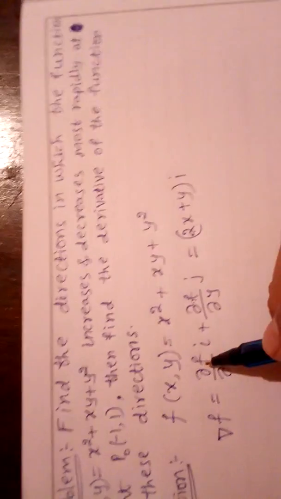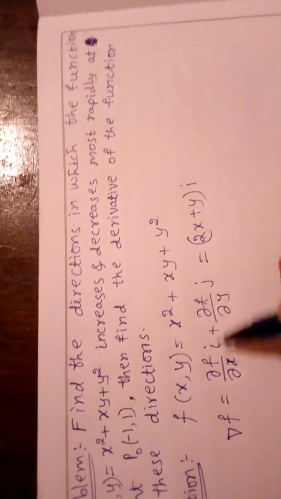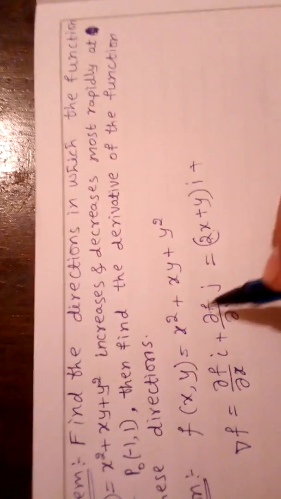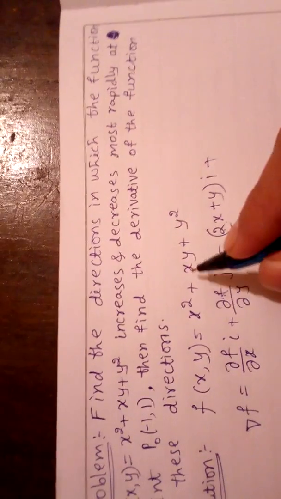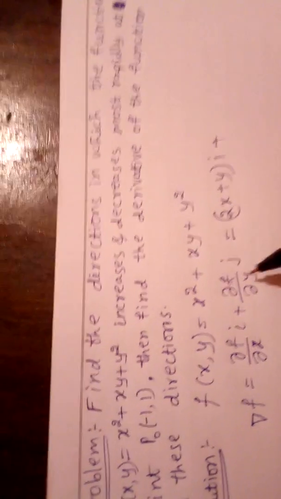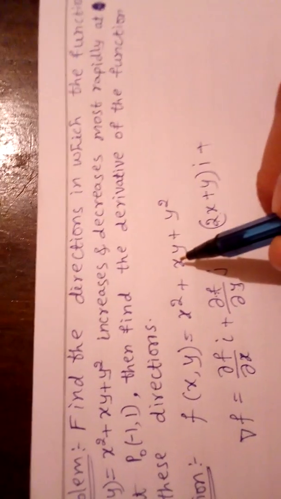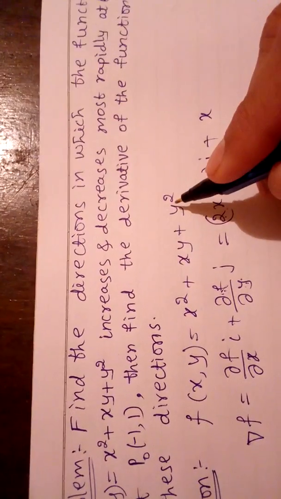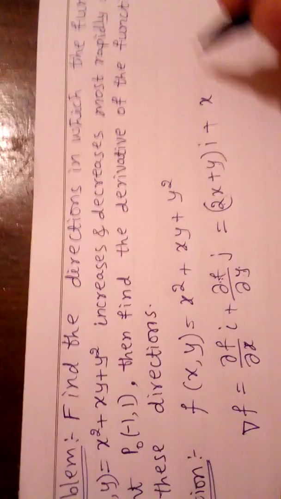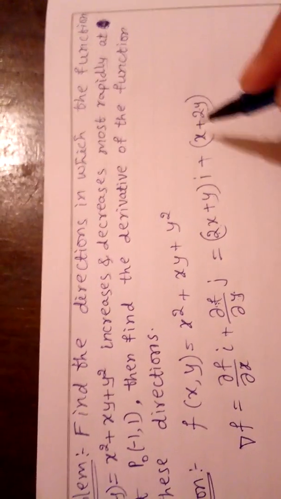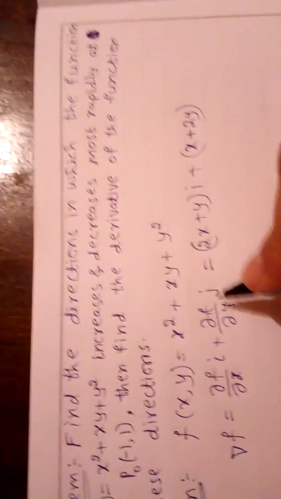So ∂f/∂x is equal to (2x + y) i, plus the partial differentiation with respect to y. Partial differentiation of x² with respect to y is 0, because x² is considered a constant. Partial differentiation of xy with respect to y is x, and of y² with respect to y is 2y. So ∂f/∂y is (x + 2y) j.